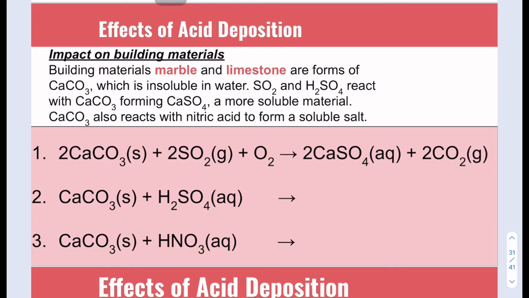Okay, so this results in destruction of the building material because, like we said here, calcium carbonate is insoluble in water, so it can be used as building material, but it now forms calcium sulfate, which is more soluble in water. And it also produces carbon dioxide, which adds to the acidity of rain, because carbon dioxide, if it mixes with water, forms carbonic acid.